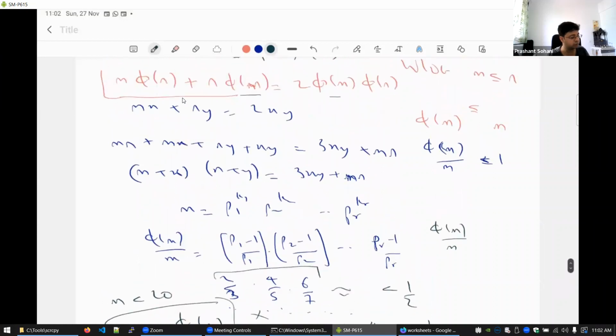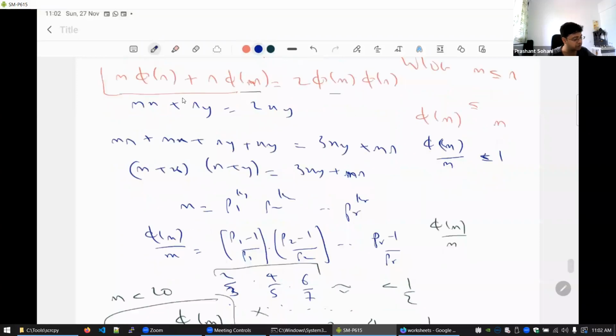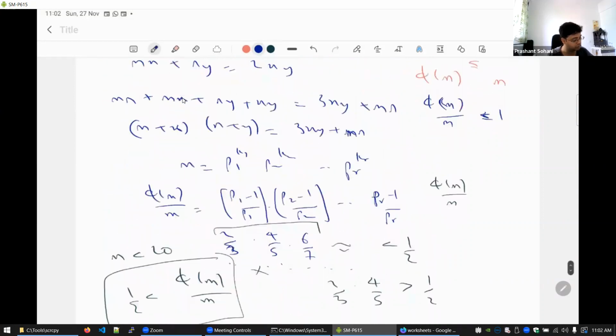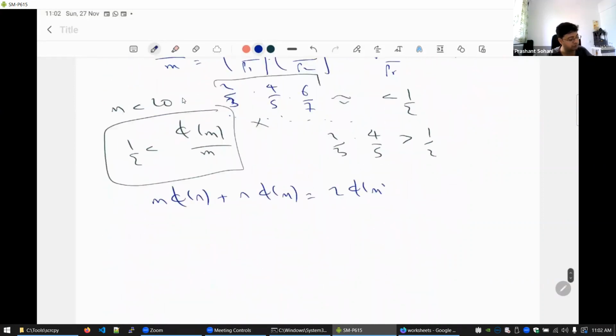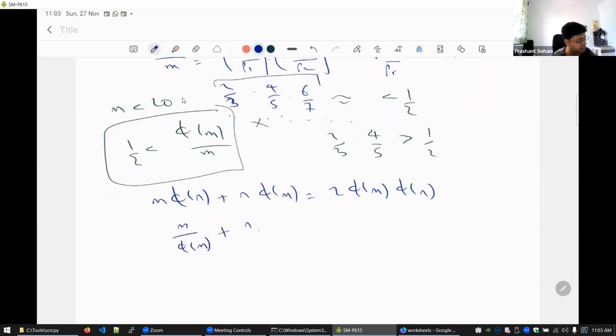So what is the implication of this on the red equation? So that red equation, let me just rewrite it here. m phi of n plus n phi of m is equal to 2 times phi m phi n. So now we can maybe divide both sides by phi of n, phi of m. Yes, correct. So with that, what we'll get is m upon phi of m plus n upon phi of n is equal to 2.